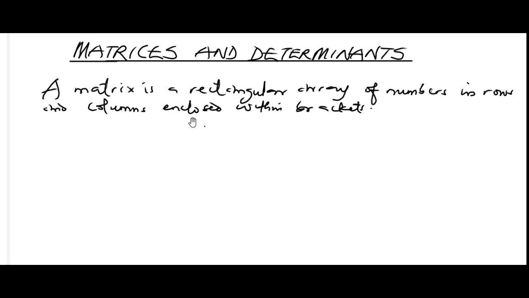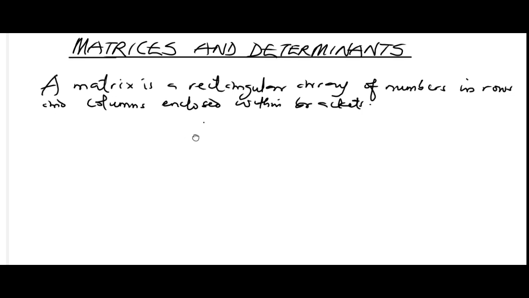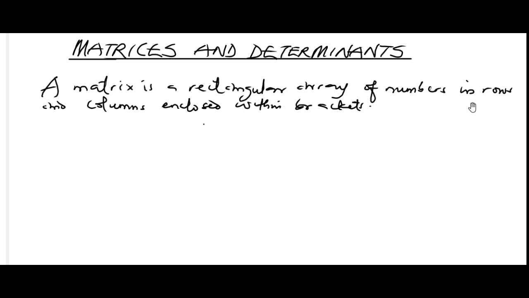So what is a matrix? A matrix is a rectangular array of numbers in rows and columns enclosed within brackets. The way we recognize a matrix is the way it is arranged. Anytime you see this array, it means arrangement. So a matrix is usually arranged in rows and columns.